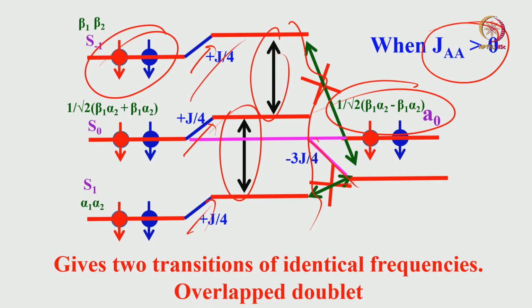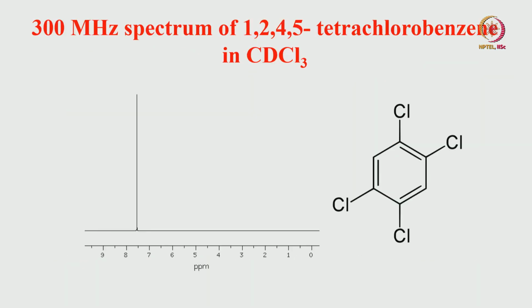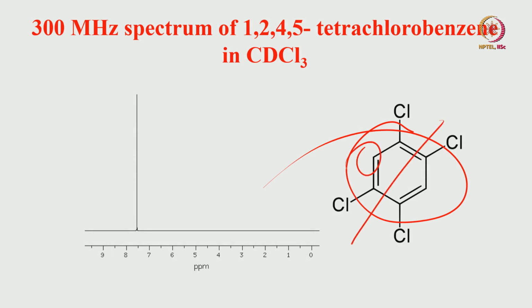So, whether there is a coupling JAA present or not present, in the A2 case you are going to get a singlet. This is a simple example of a tetrachlorobenzene symmetrically substituted like this, and these 2 protons are chemically equivalent and it gives us an A2 spin system and you are going to get a singlet. You understood? In principle, when 2 spins are coupled, you must have 4 transitions.